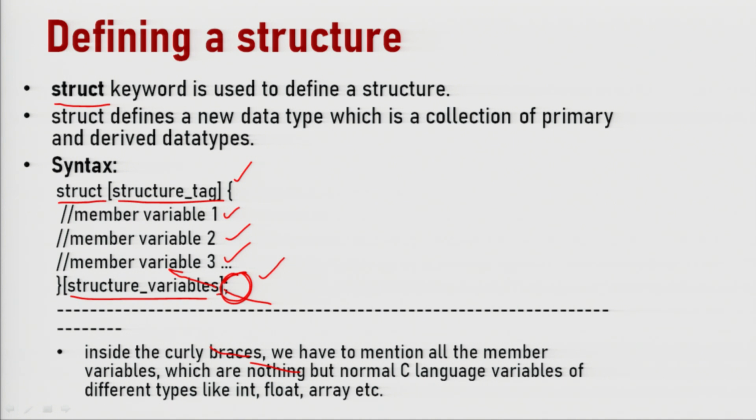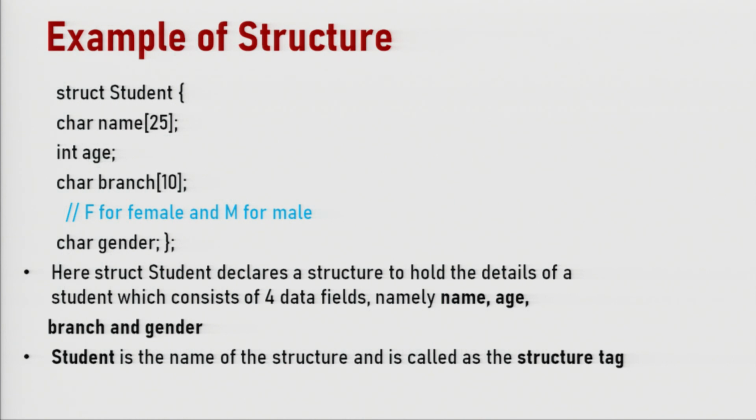Now, inside the curly braces we have to mention all the member variables, which are nothing but normal C language variables. Just see here, these variables are nothing but normal C variables which can have integer data type, float, double, char, character array, anything else. So, this is how we can write the syntax of a structure.